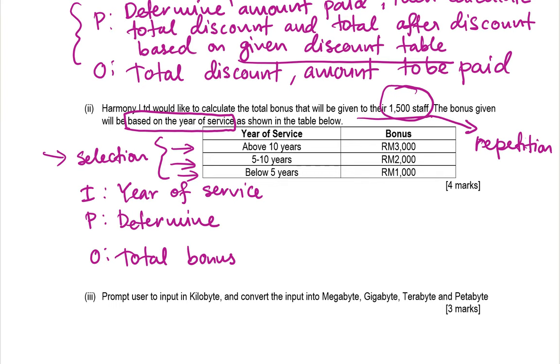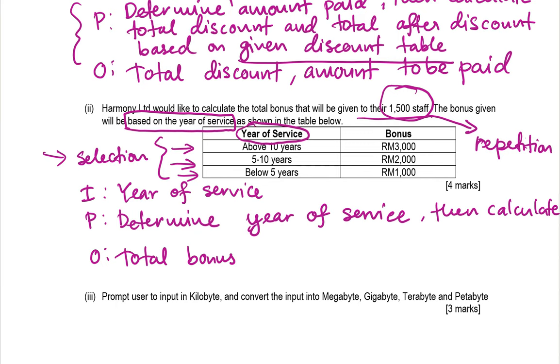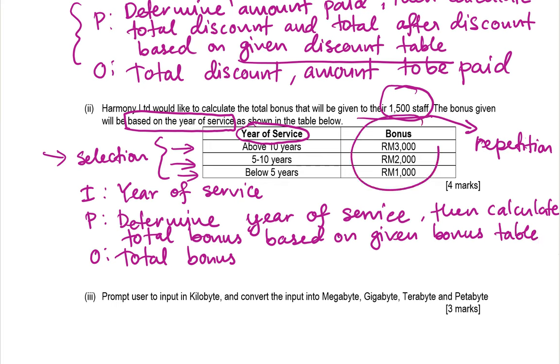Determine. So actually you can follow the sequence of the question, the flow of the question. First, you need to determine the year of service. We are going to determine year of service first. Then calculate what? Your output is total bonus, based on the given bonus table. So the given bonus table refers to this table, right?